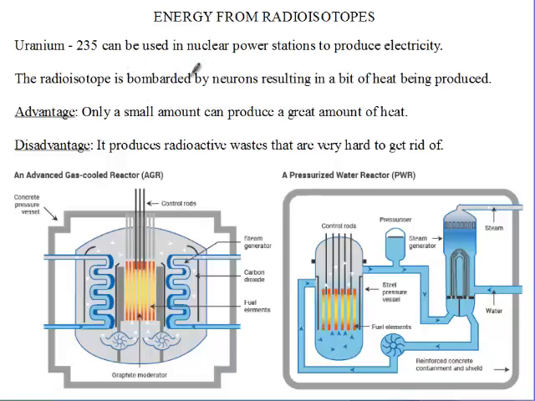Uranium can be used in nuclear power stations to produce electricity. The radioisotope is bombarded by neutrons, resulting in a bit of heat being released. Once we bombard the nucleus with neutrons, it becomes highly unstable. This highly unstable nature will cause it to split, thereby emitting radiation.